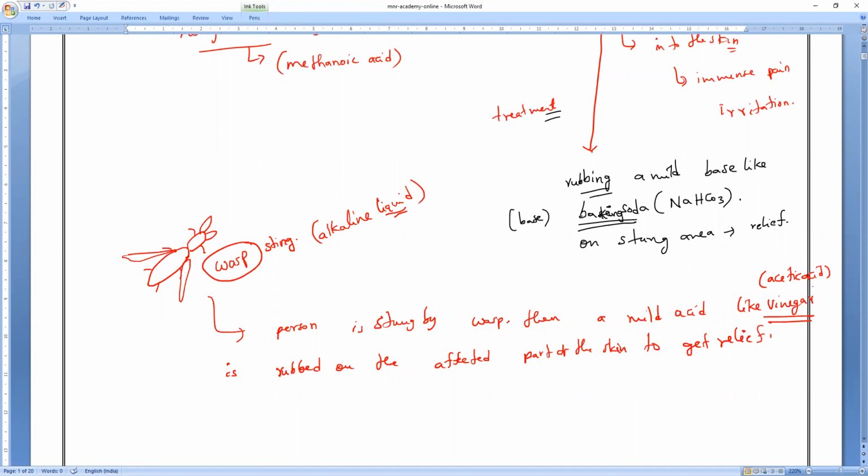All of you remember, a bee sting or honey bee sting will inject acid, so we have to treat it with a mild base like baking soda. And a wasp sting will secrete alkaline liquid, so we have to treat it with a mild acid.